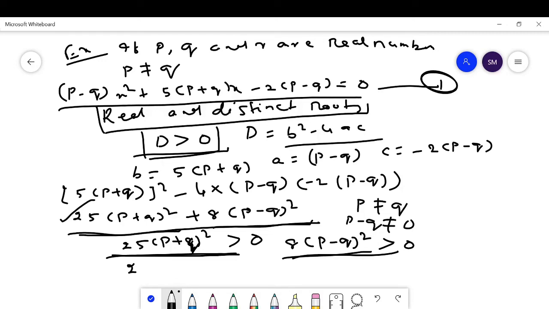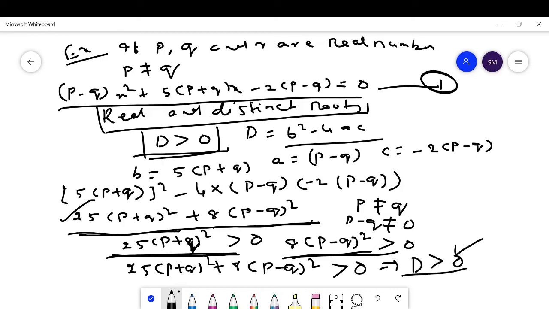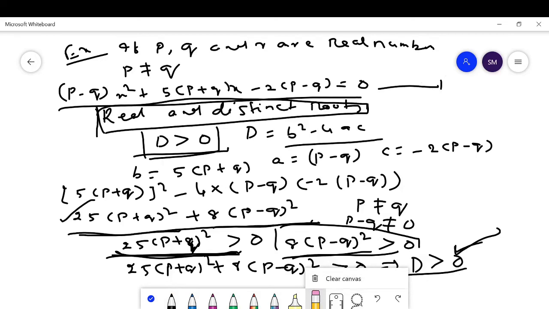This means when we add 25(p+q)² plus 8(p−q)², this must be greater than 0, which implies D is greater than 0. As D is greater than 0, the roots are real and distinct. This can never be 0. D is always greater than 0, because this is a positive square number and this is also a positive square number. Hence, as we find D is greater than 0, we conclude that the quadratic equation has real and distinct roots. Next question.